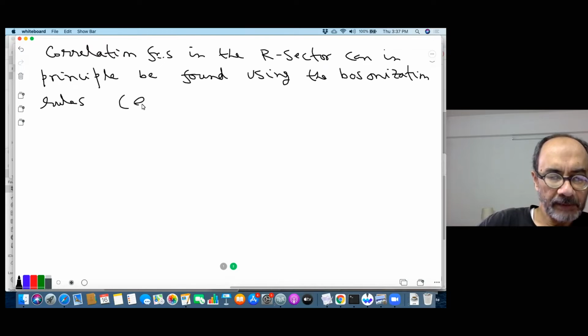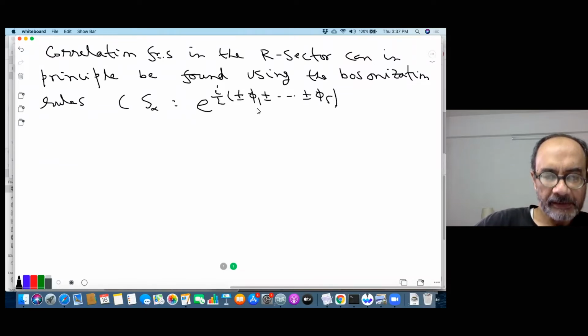Let me remind you that we got these S alphas as e to the i/2 times plus or minus phi 1 to plus or minus phi 5. The chiral ones had an even number of minus signs, antichiral ones had an odd number of minus signs. So using this representation, we can in principle calculate the correlation functions of S alpha. But doing that is a little hard because you have to keep track of the signs carefully.